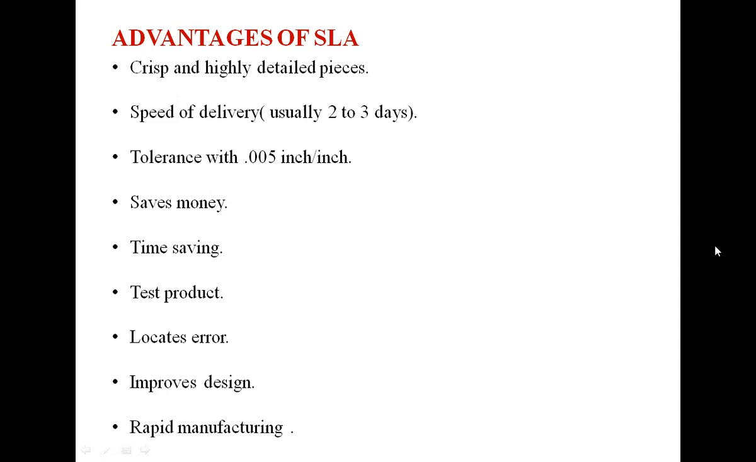Then we can easily locate the error, or we can easily find out the error in the rapid prototyping model. If we find any error in the rapid prototyping model, then that error is corrected in the final model. If we see an error directly in the final model, then it's very difficult for us to correct it at the end. So before finding the error at the final model, we find the error at the rapid prototyping model. Then we try to correct it. Then it improves the design of the model. Then it also enhances the rapid manufacturing.